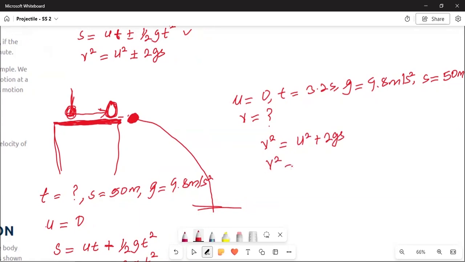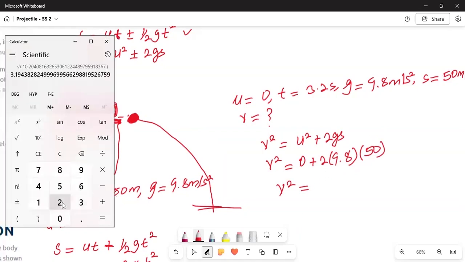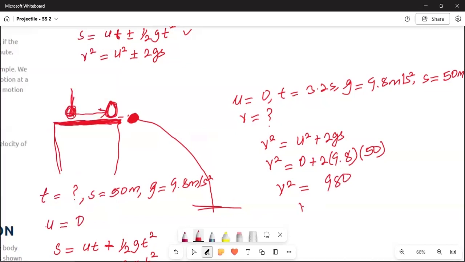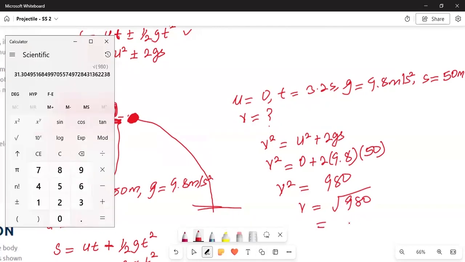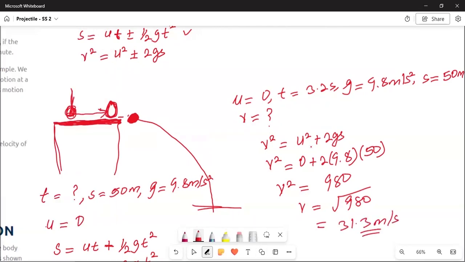So v squared equals u, which is 0, plus 2 times 9.8 times the distance, which is 50. V squared, therefore, is 2 times 9.8 times 50. That is 980. V, therefore, is the square root of 980, which is 31.3 meters per second. That is the vertical component of the velocity as it hits the ground.